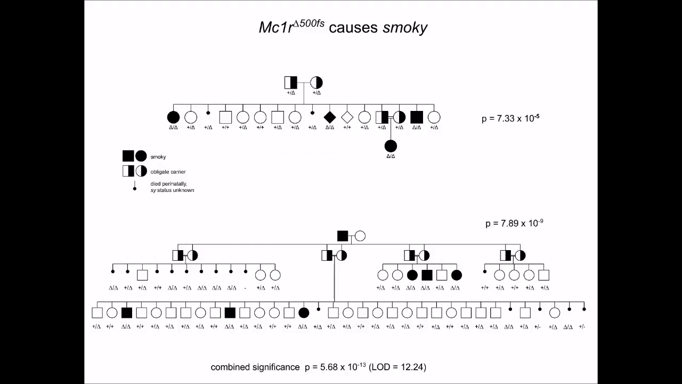I had 2 pedigrees that were segregating for smoky and were also segregating for the MC1R deletion. Testing every individual in the pedigrees showed complete segregation and a very high combined significance of 5.68 times 10 to the power of minus 13. This shows that this deletion does cause smoky.